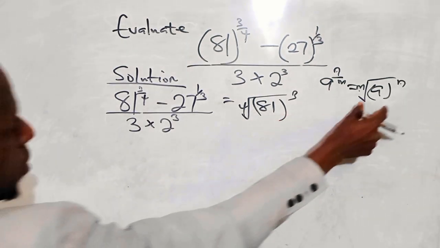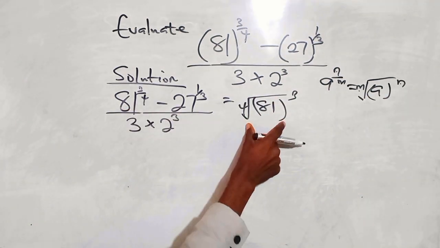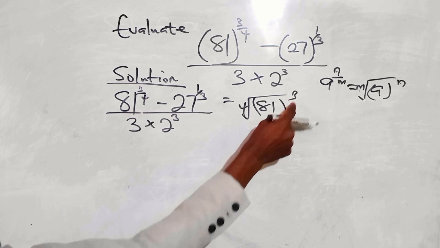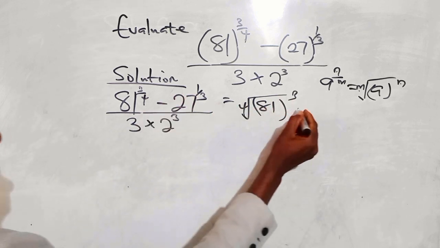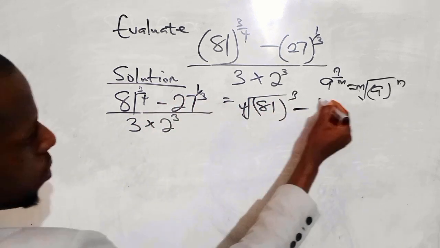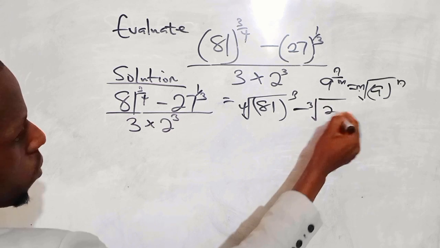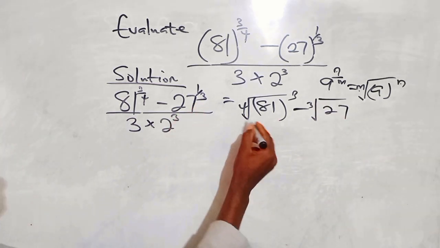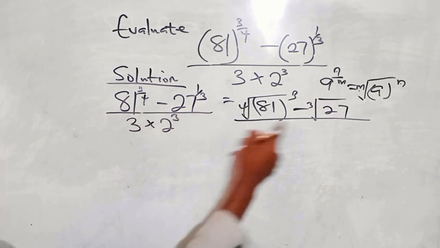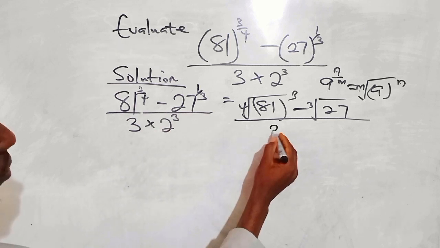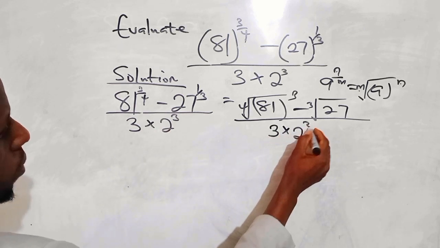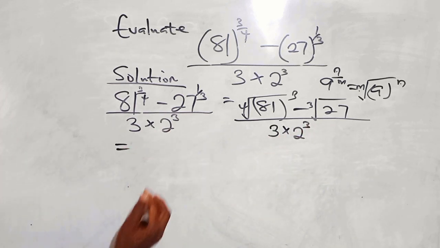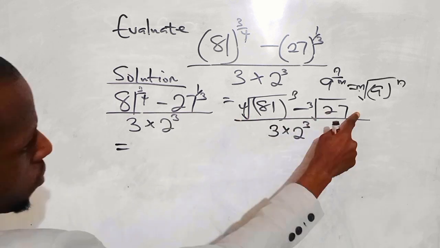So when you apply this, you have the fourth root of 81 raised to the power 3, minus the cube root of 27, divided by 3 times 2 raised to the power 3. So let us resolve the numerator.